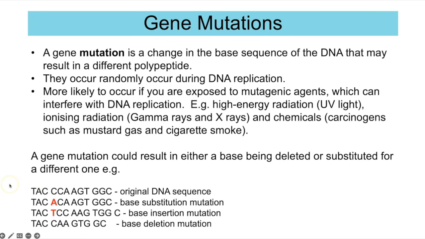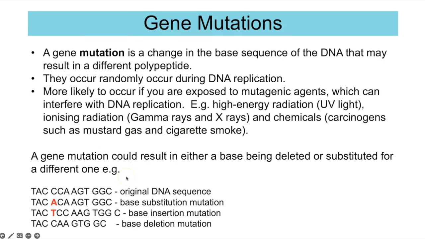So the last concept in this module is gene mutations. A gene mutation is a change in the base sequence of DNA that might result in a different polypeptide. They occur randomly and spontaneously during S phase of interphase, which is when DNA replication happens. But these mutations are more likely to occur if you're exposed to certain chemicals or high energy radiation. So for example, UV light, gamma rays, X-rays, and the chemicals we call carcinogens, so mustard gas, for example.